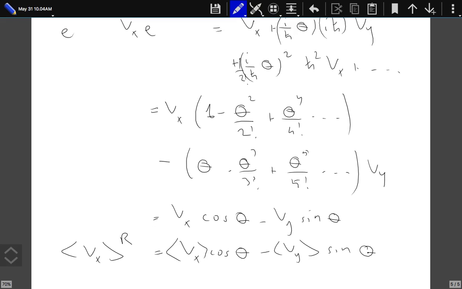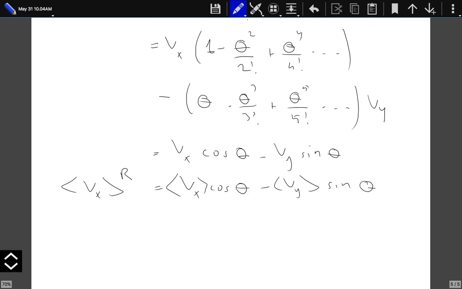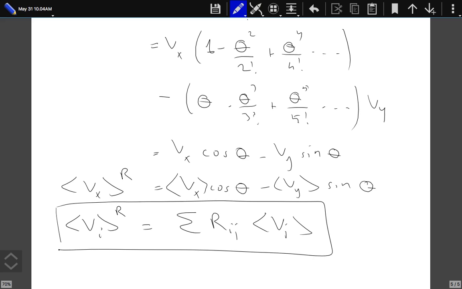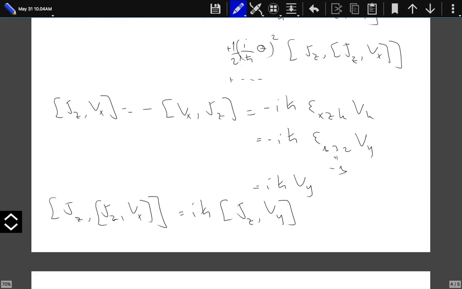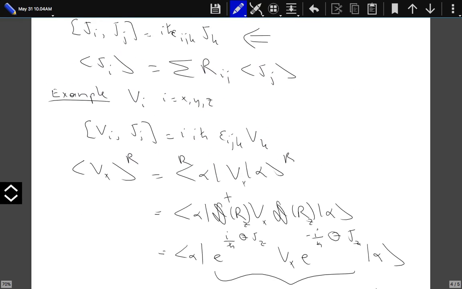Now the expectation values of this operator V just rotate like an ordinary vector. And hence in general you can write that under rotation the expectation value of the i component is just Rij times the expectation value of the j component. Well, so you see, we don't know what this operator V is. We don't need to know to say that it transforms as a vector operator. The only thing we need is this commutation relation. No, sorry, not that one. It's this one.